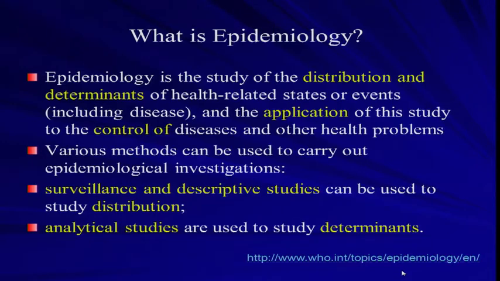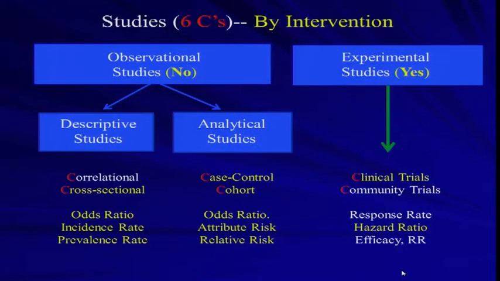investigations, such as surveillance and descriptive studies can be used to study the distribution, and analytic studies can be used to study determinants. So what kinds of studies are descriptive? What kinds of studies are analytic?